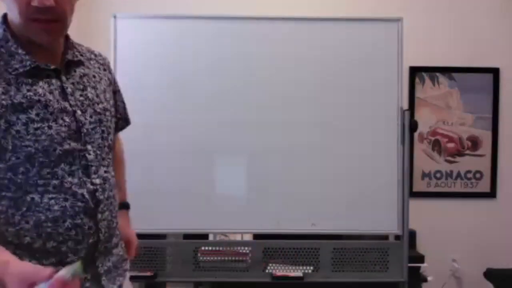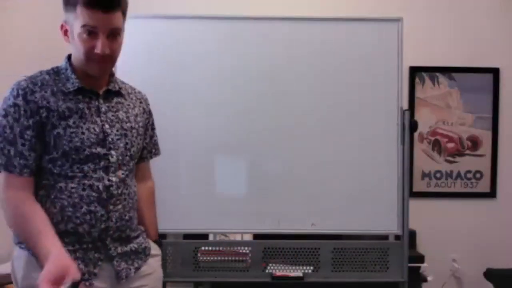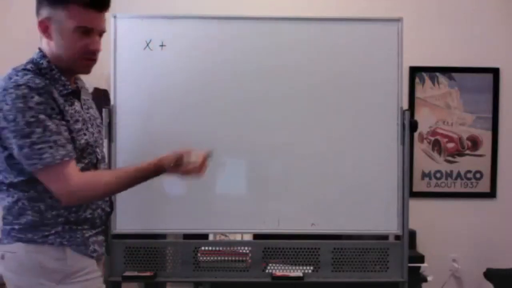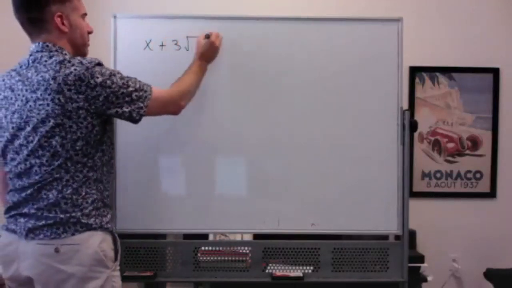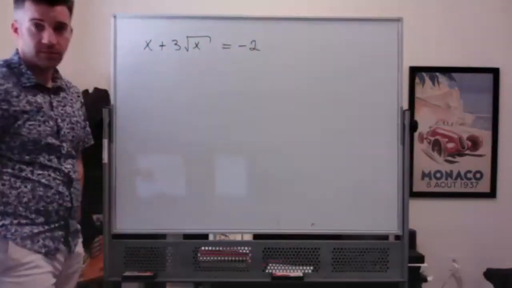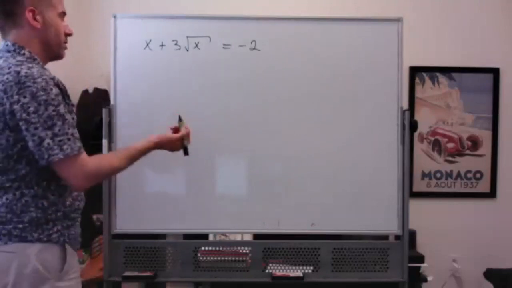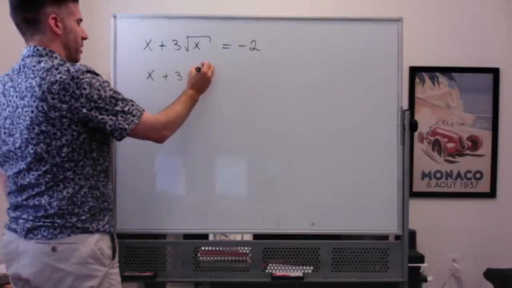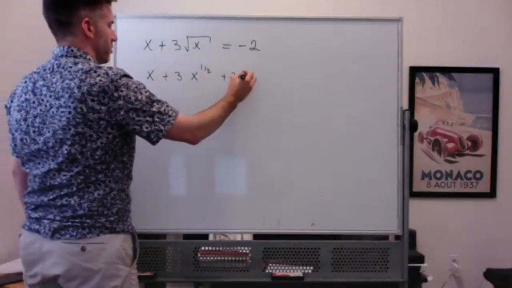So this next problem is going to be slightly disappointing in that there's not going to be any solutions. That's okay. Sometimes you get no solutions. So x plus 3 times the square root of x equals -2. Let's go ahead and write this as x plus 3 times x to the 1/2 plus 2 equals 0.